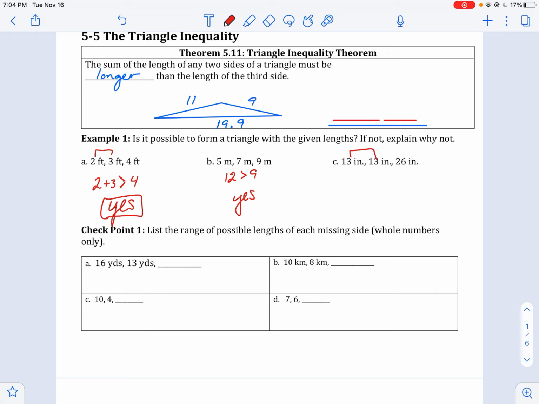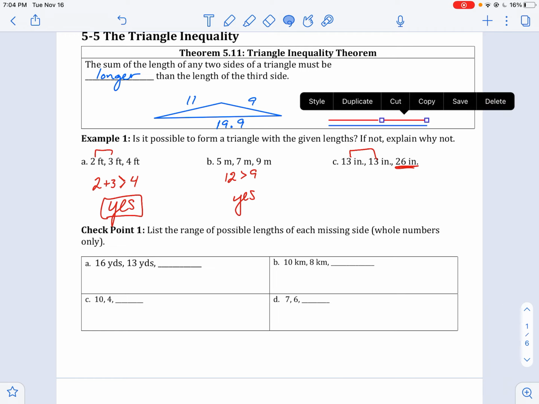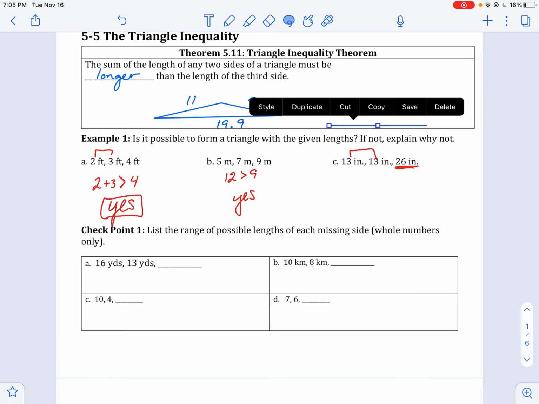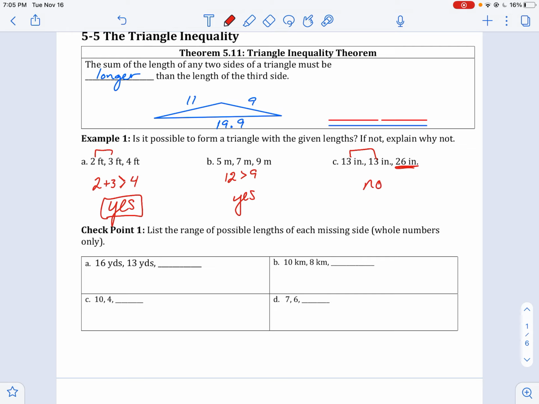On C, I have 13 and 13, which gets me 26, but that's equal to 26. So again, if we think back to our example up above, if they were just equal to the third side, if the sum is equal to the third side, all that would do is they would just lay right on top of that third side, but they wouldn't be able to make any angle. So this is no. The sum must be greater than the third side, and it is not there.